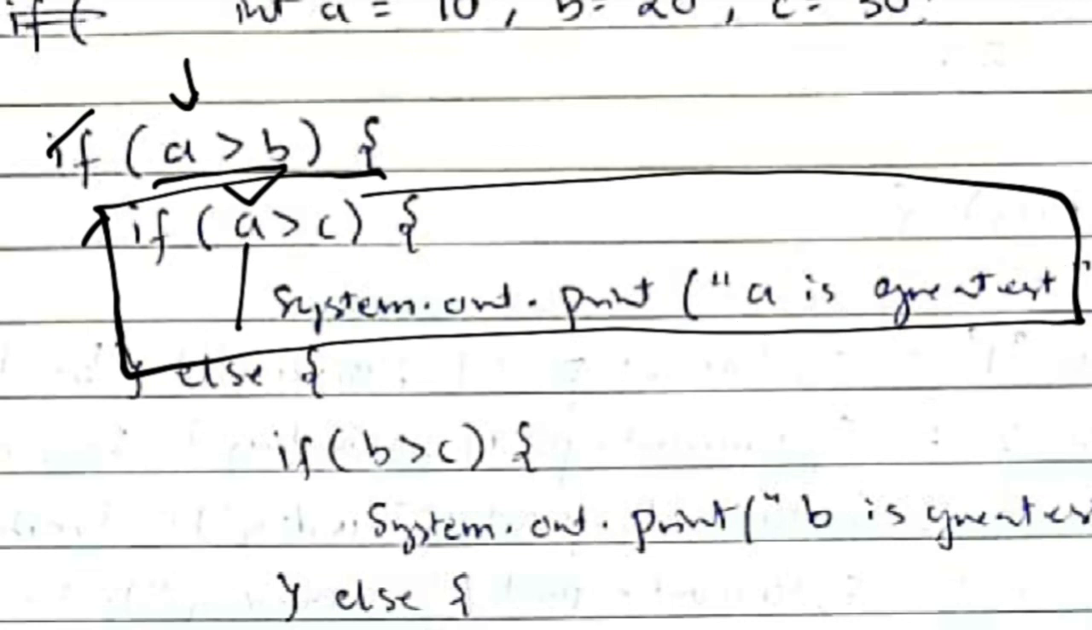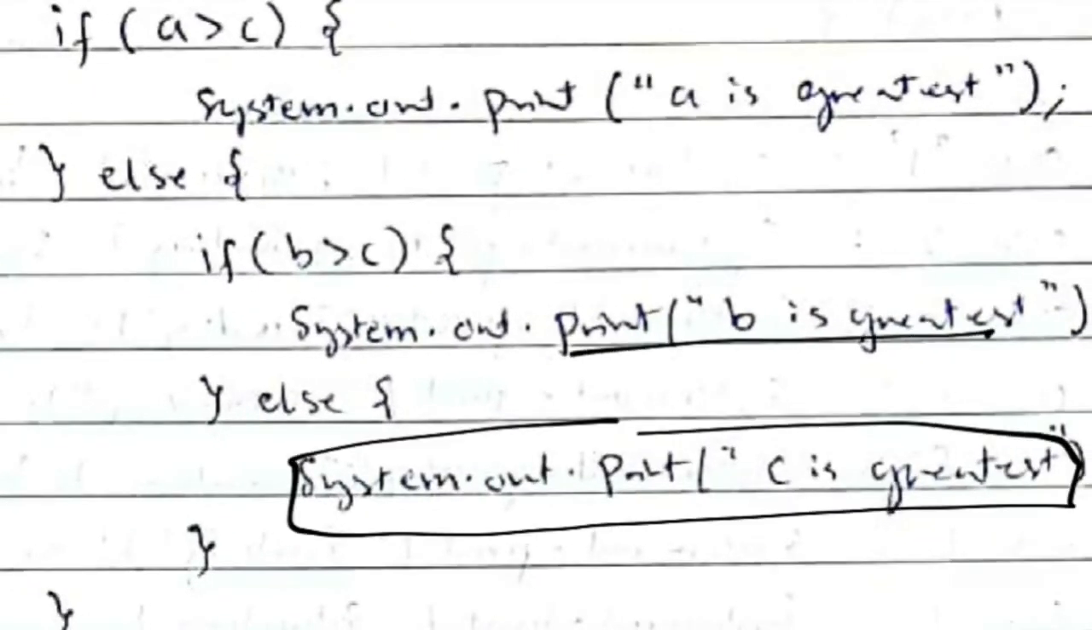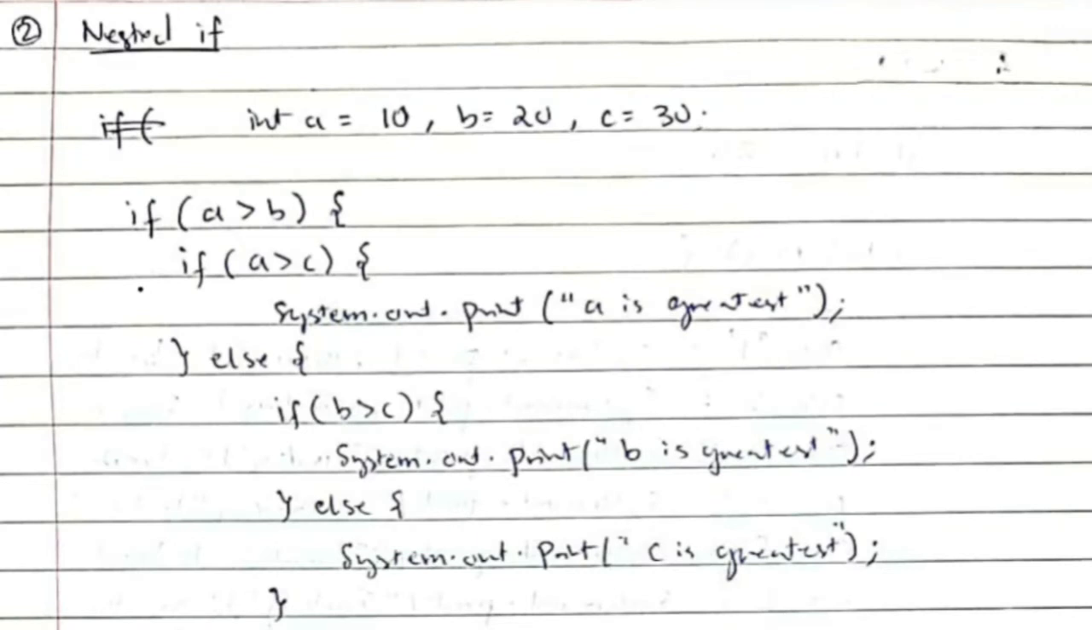Else if a is not greater than c, then the comparison should be made between b and c. If b is greater than c, at that time b will be the greatest, else c is the greatest. Okay, so if we have a kind of question in which we have to check the values depending on the previous values, we can use nested if.